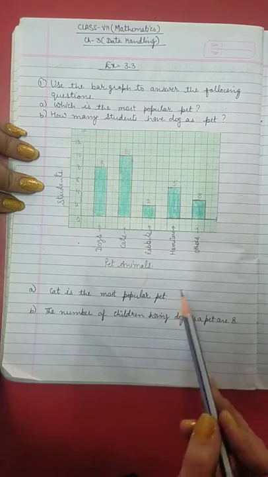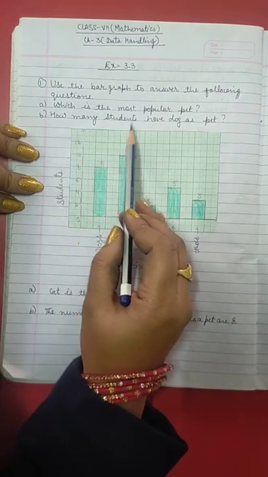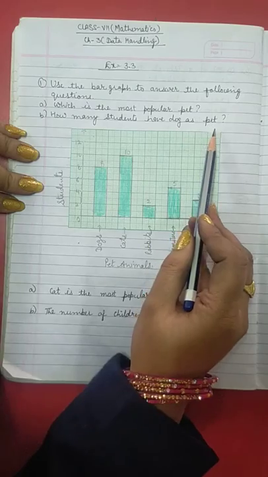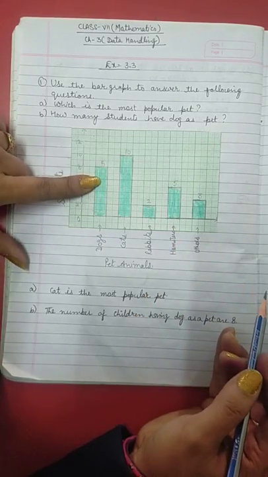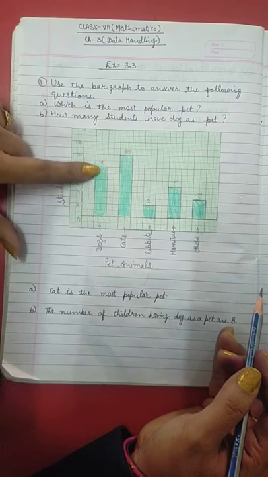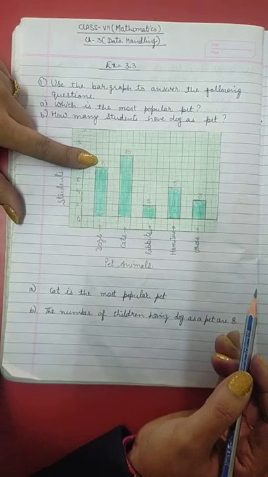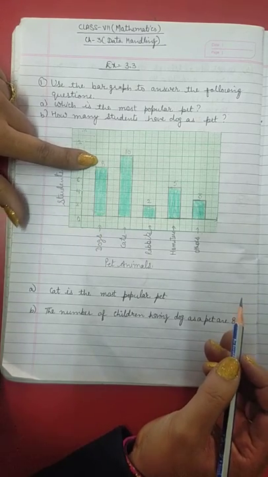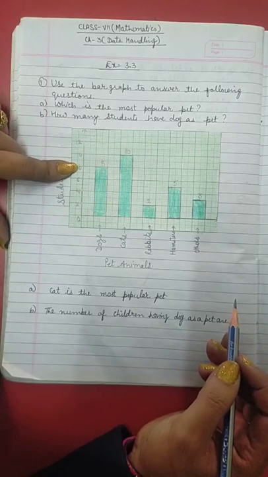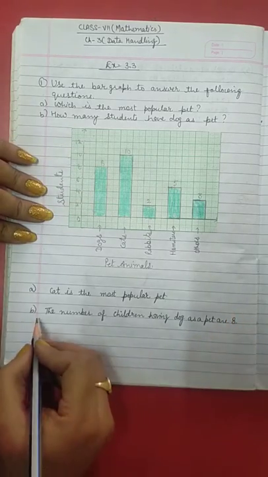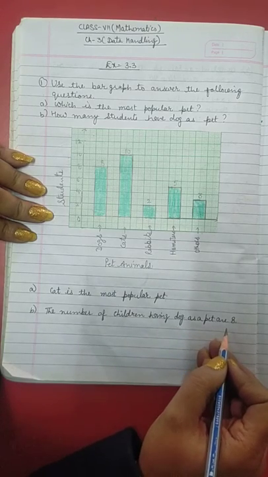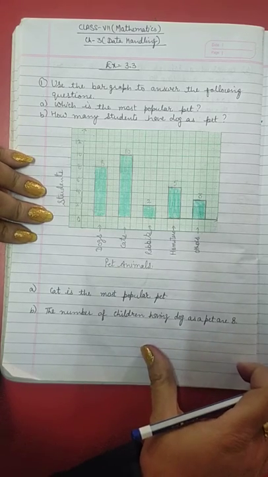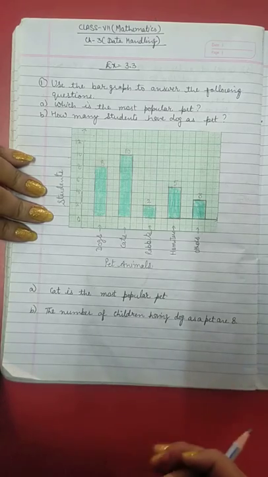Then in the second part: how many students have a dog as a pet? You can see this bar graph represents dog, and this bar goes up to 8. That shows that the dog is liked as a pet by 8 students. So how to write? The number of children having a dog as a pet is 8. In this way we will give the answers to these questions.